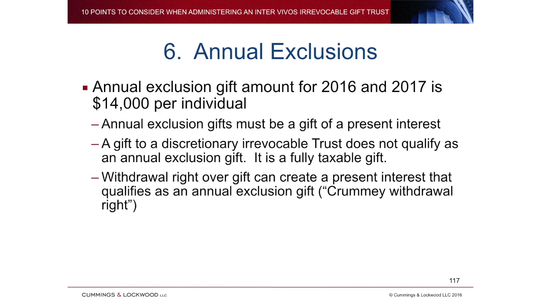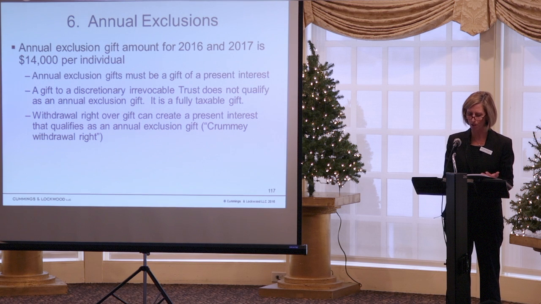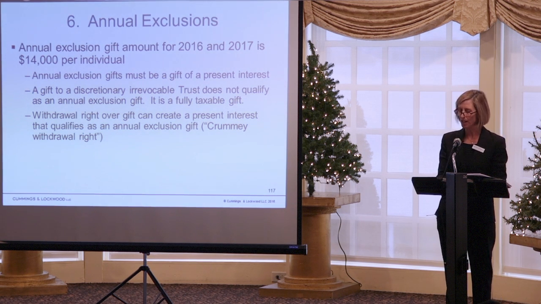What about trusts and annual exclusion gifts? A gift to a discretionary gift trust will only qualify as an annual exclusion gift if the grantor has given the beneficiaries the right to withdraw a portion of the gifted assets up to the annual exclusion amount. And these withdrawal rights are commonly known as Crummey rights or Crummey powers after the court case that approved their use.